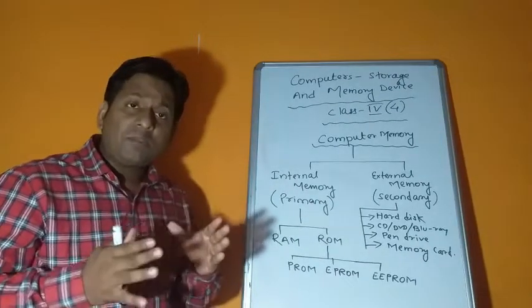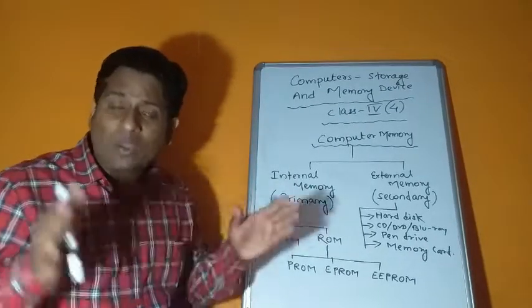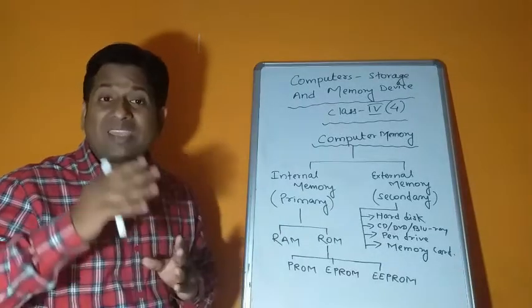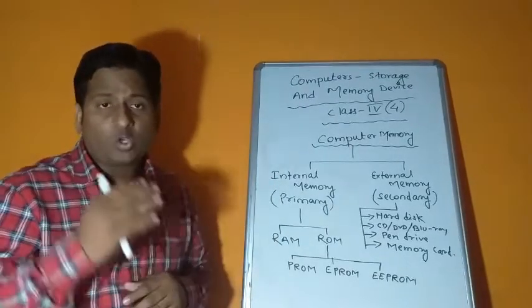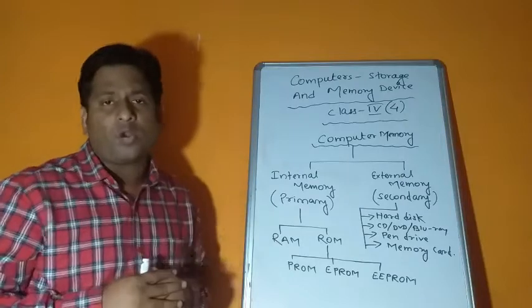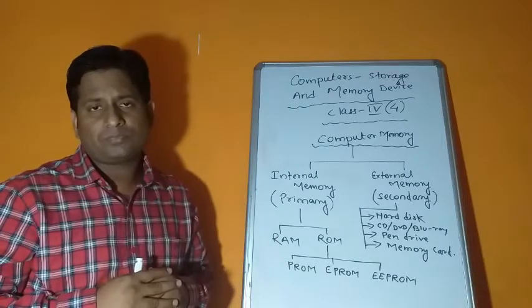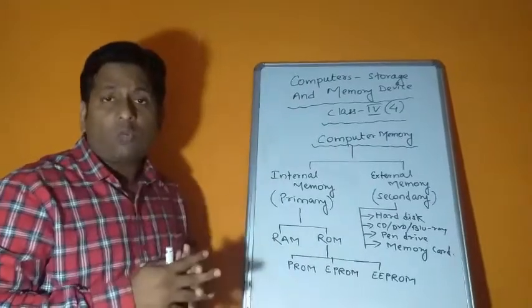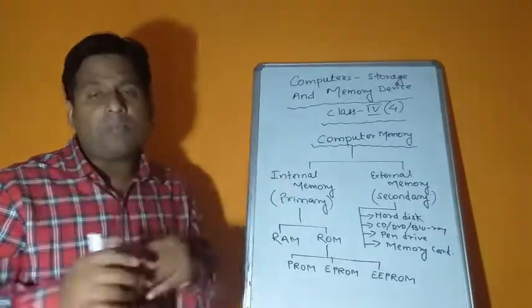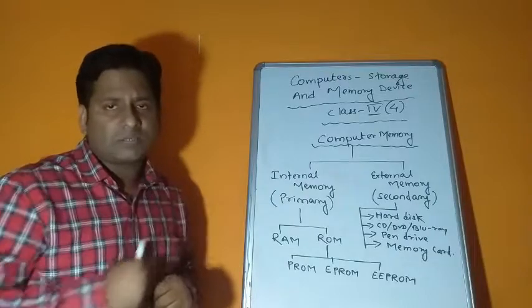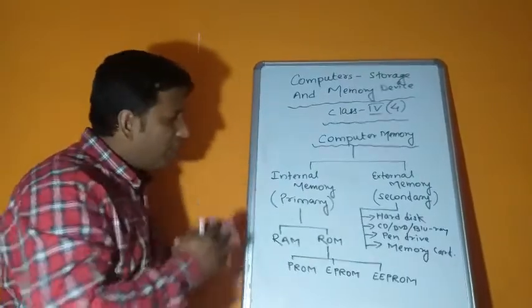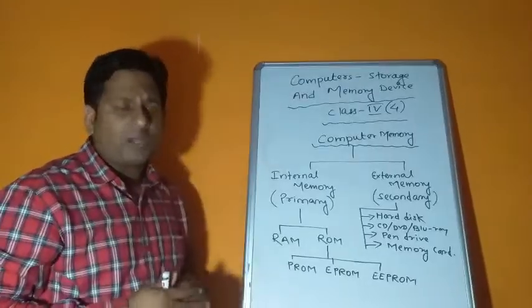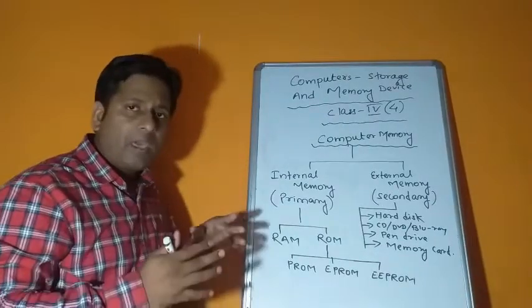Now let us come to the part of internal memory, that means main memory or primary memory. Internal means without this the computer cannot run, we cannot switch on the computer, we cannot perform our work on the computer. So to make the computer run, we need an internal memory. Primary memory is a must.